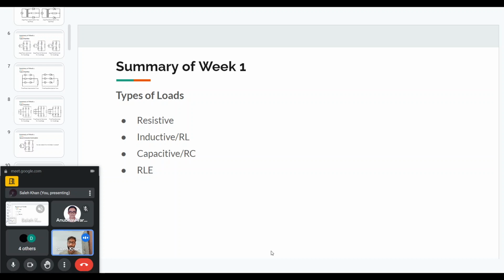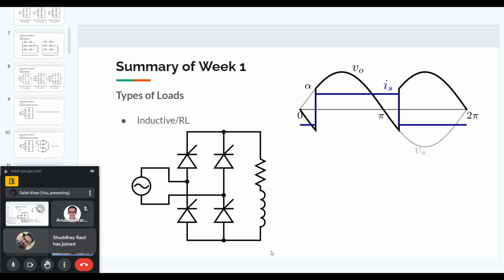And in practice, we will not have pure loads. So we will not have a purely resistive load or a pure inductive load, pure capacitive load. We will usually have an RL load or an RC load, or we can have an RLE load, as you will see. So in an inductive load or an RL load, because of the inductor, current can stay positive or conducting for a longer period of time than if we only had a resistor.